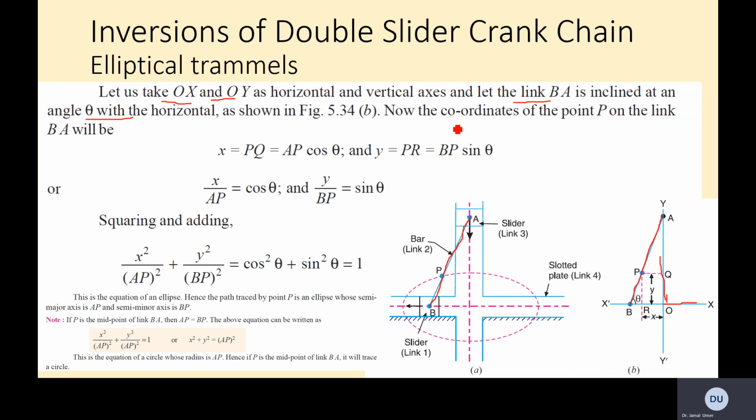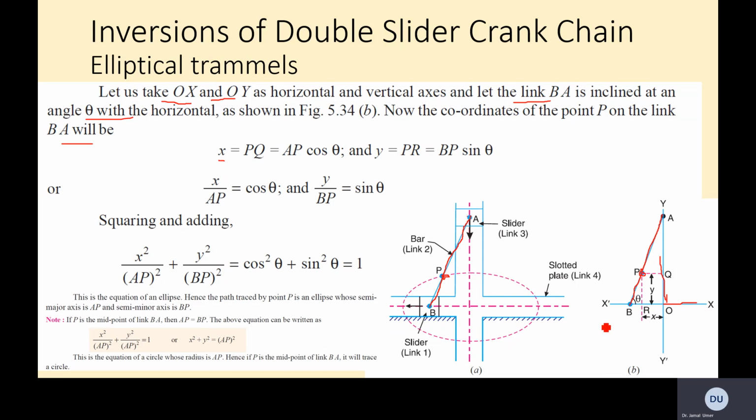Now the coordinates of point P on the link BA will be. So we are interested in finding the coordinates of this location P, because that's the one which defines the major and minor axis for the ellipse. So P point is the one which is basically plotting the ellipse.